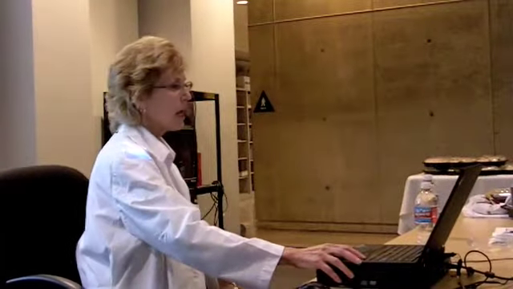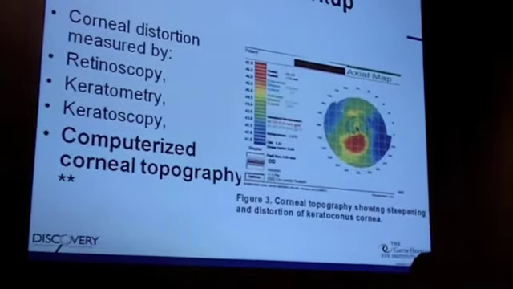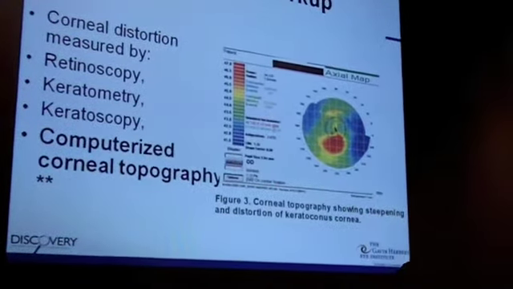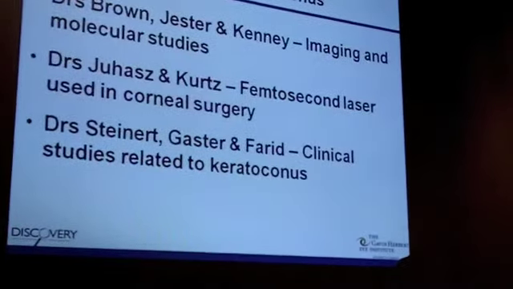Okay, all right. This is what I was talking about, the corneal topography. This measures the surface of the eye, and you see the area where it's red. That's an area where it's bulging out. And this is a very typical pattern for a keratoconus cornea.